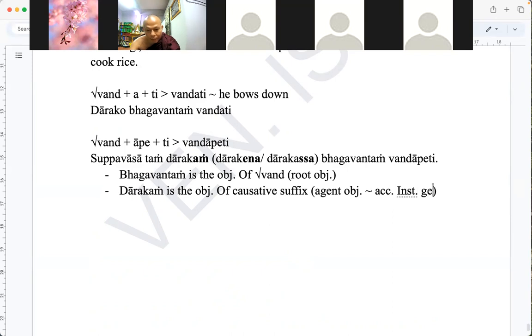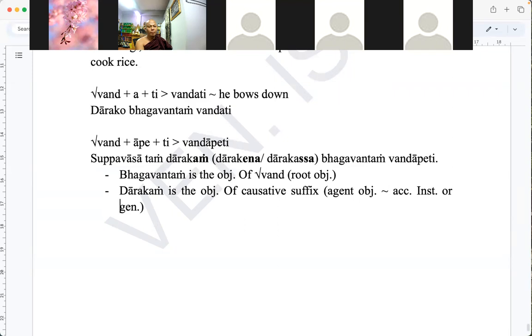Yes. So it means we are free to use the accusative, instrumental, or genitive case. It's up to us which one we pick and use, or it will depend on the context. Freely. Okay, so it's freely. But for the root object, Bante, it's only in the accusative. In accusative only. Right. So I got that.